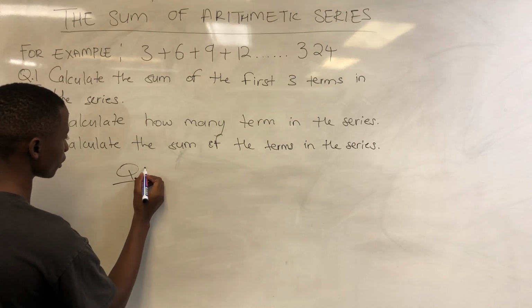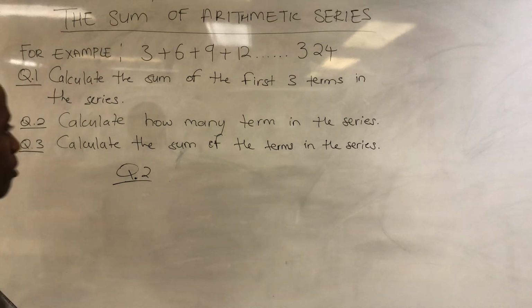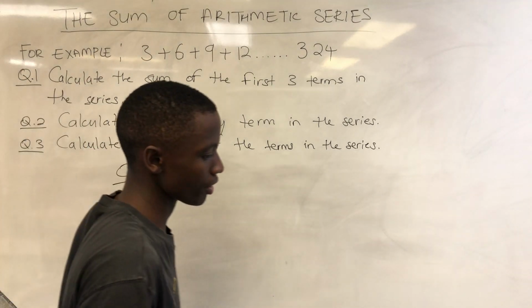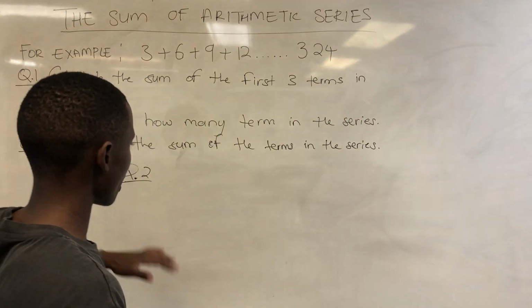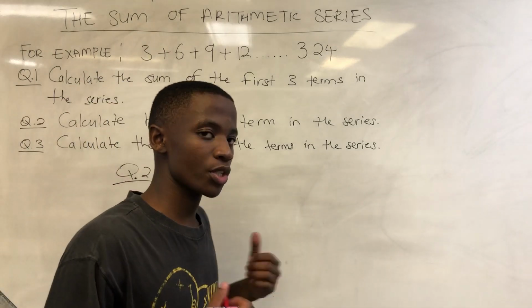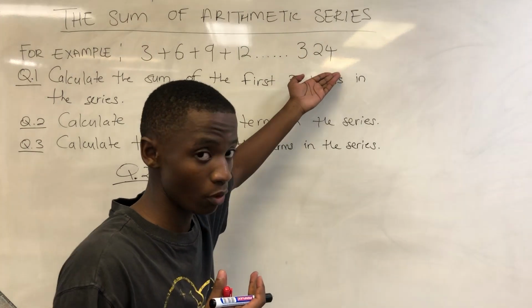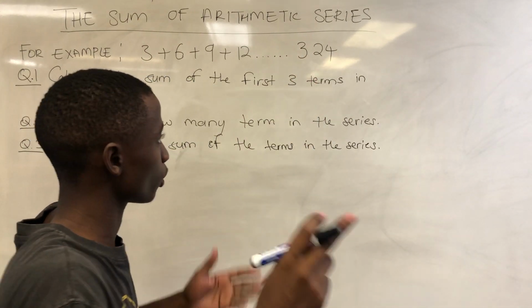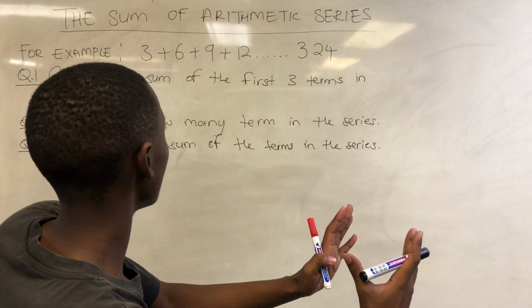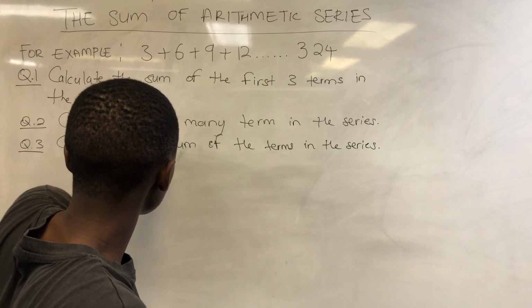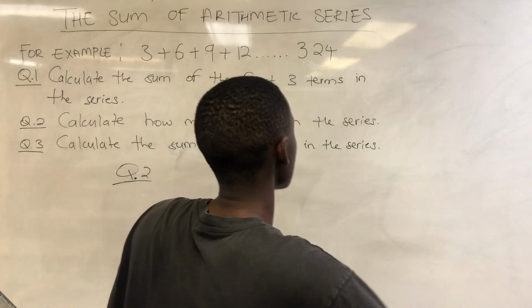Question 2 says calculate how many terms are in the series. I told you that 324 is our last term. But we don't know the position of that term, the nth term, which is 324. We don't know our n for this particular term, so we first have to calculate n so that you can know how many terms there are, up until what point.